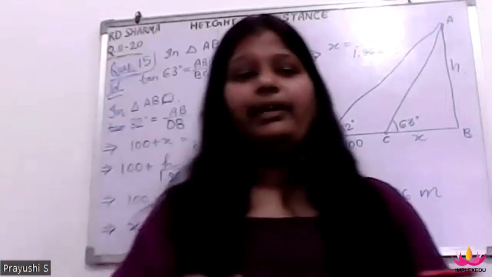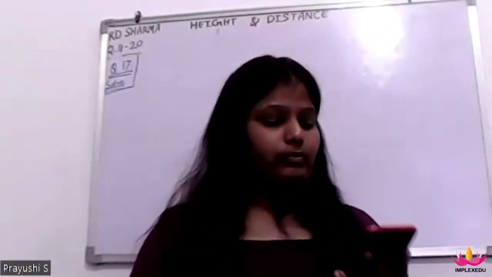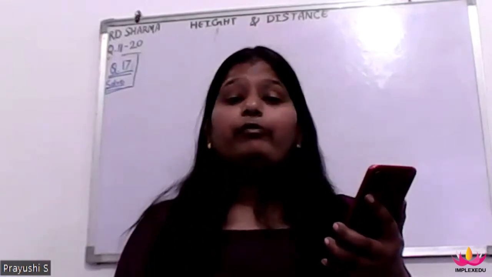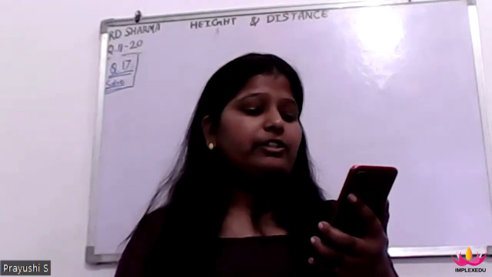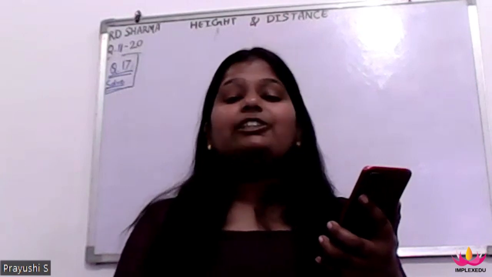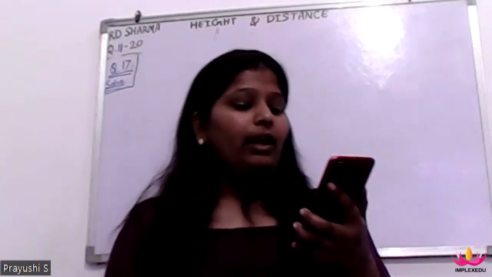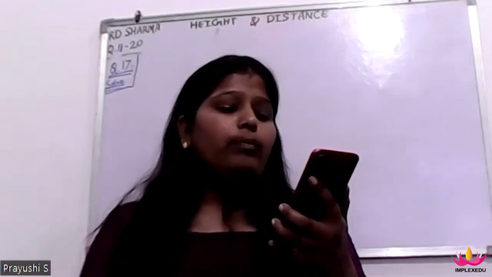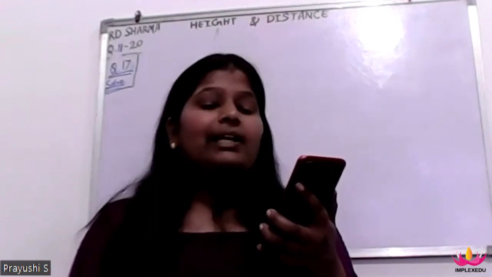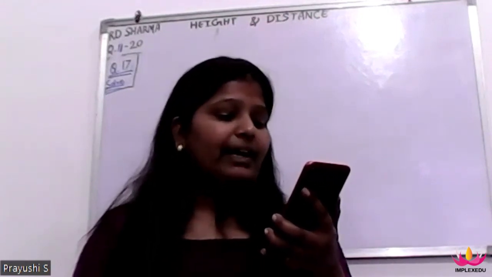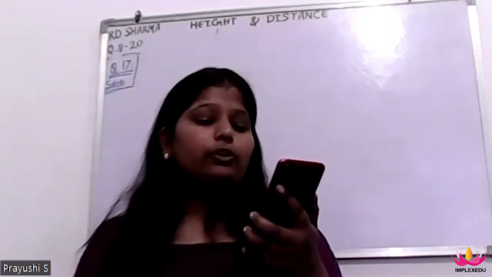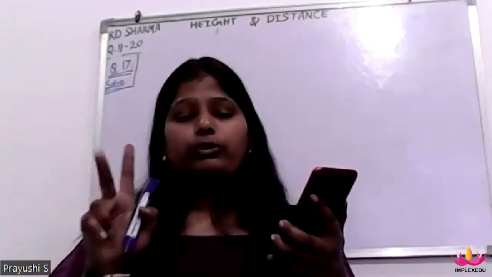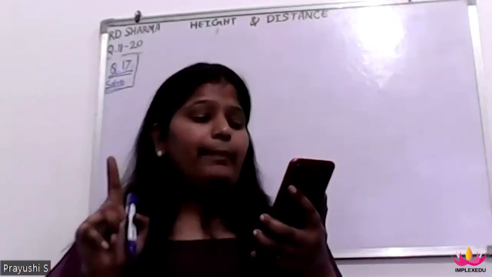So let me rub it. Now question number 17 is: from the top of a building 15 meters high, the angle of elevation of the top of a tower is found to be 30 degrees. From the bottom of the same building, the angle of elevation of the top of the tower is found to be 60 degrees. Find the height of the tower and the distance between the tower and the building. So here we will have two things. First, there is a tower and there is a building.